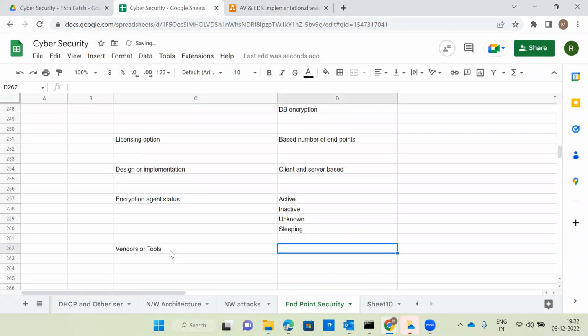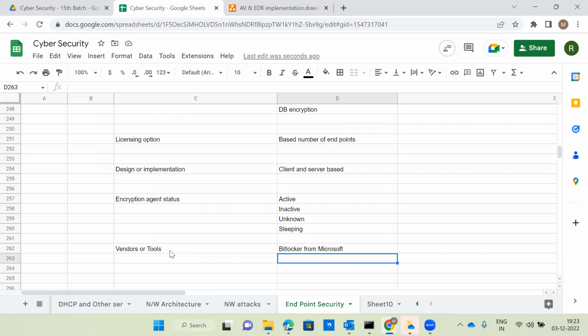So what are those vendors or tools? An example is BitLocker from Microsoft. It's very, very popular. Why? Because most of our laptops run Microsoft OS, otherwise MacBook we are also using. Microsoft gives the BitLocker software for an additional maybe $1 or $2, so we purchase and use BitLocker.